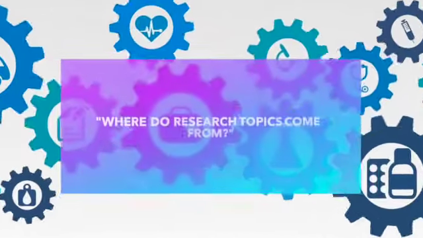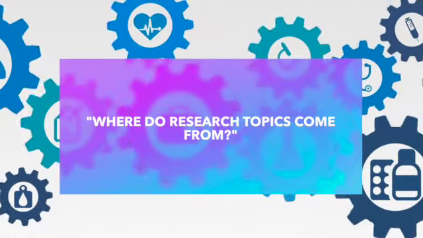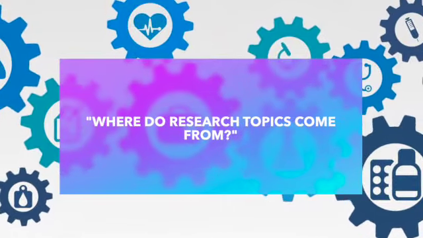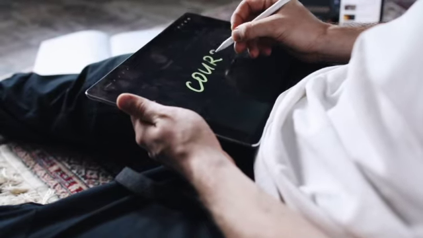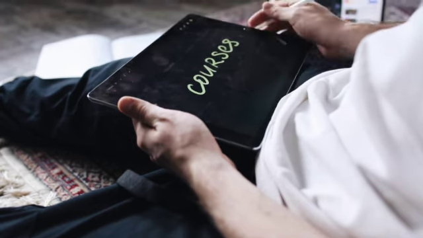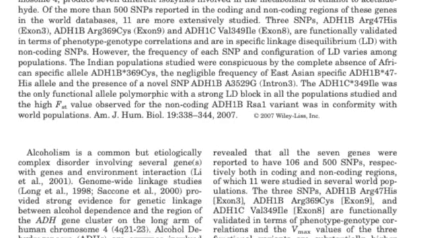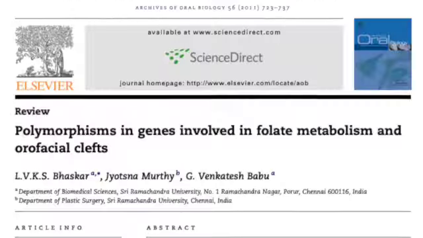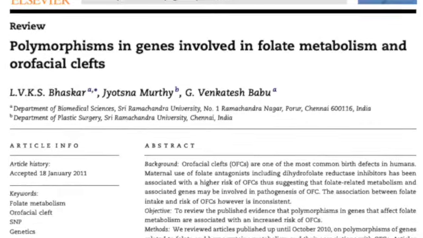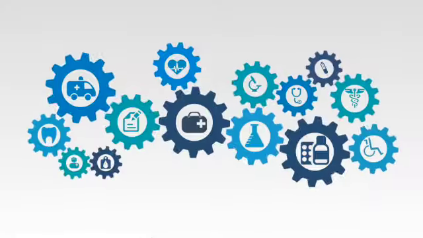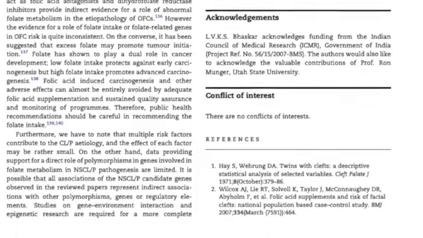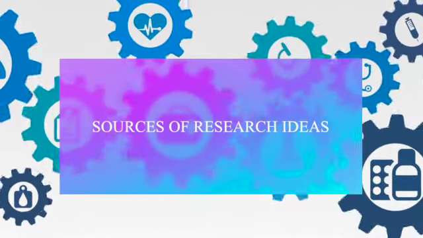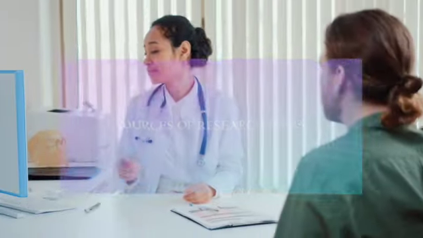Now, where do research topics come from? The answer is almost everywhere. Your classroom lectures, practical classes, and coursework often raise interesting questions. While reading research articles, you may notice gaps where further studies are needed. Many scientific papers even include a section titled Future Research or Suggestions for Future Research. These are excellent sources of research ideas.